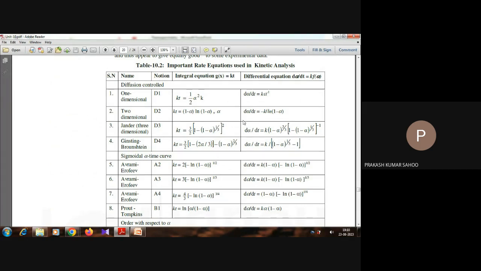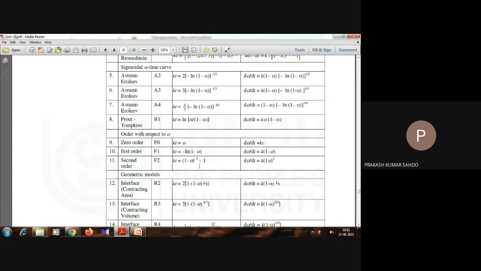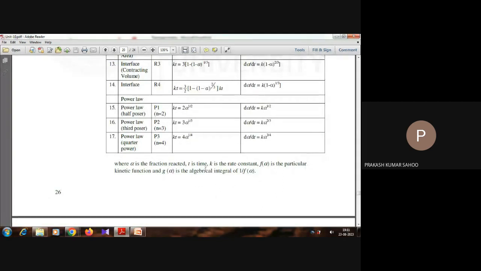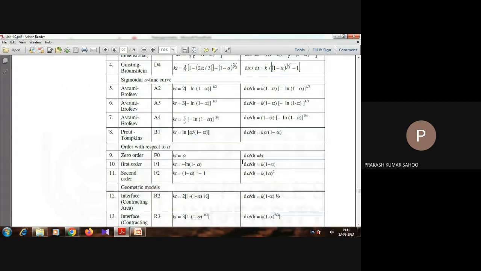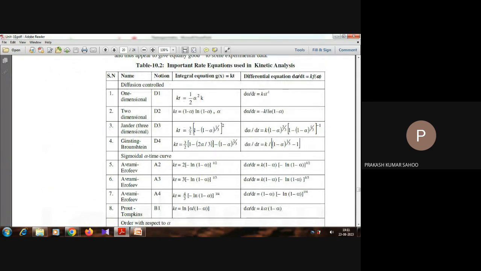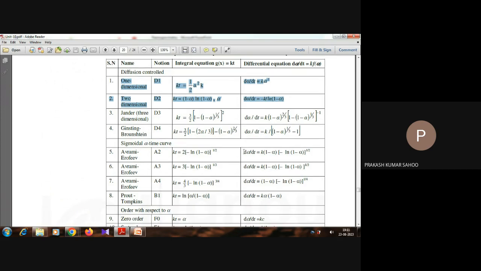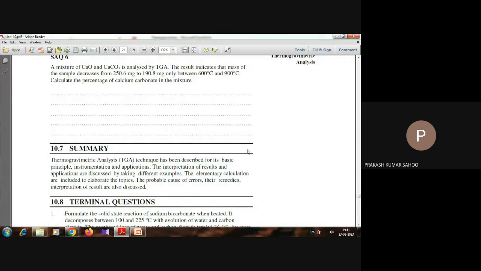complicated table related to kinetic analysis, and these are the notations: degradation 1, 2, 3, 4. Then we have A2, A3, A4, B1. These are the notations, and these are the integral equations of the rate constant, and these are the differential equations of the rate constant. So just try to remember only one dimension and two dimension and nothing more than that. Okay, just try to remember these two equations only, and this will be the end of your unit 9 and 10 today.